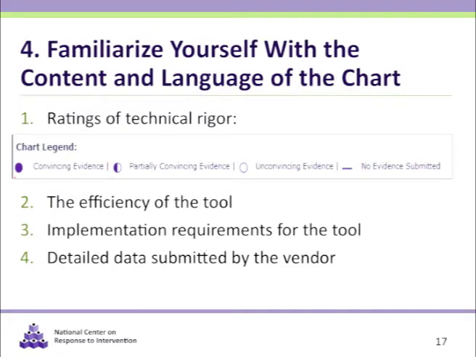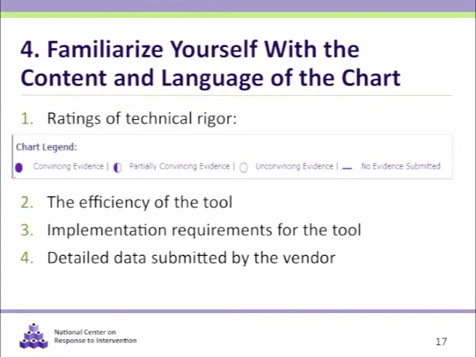These are 4 main areas on which a tool is evaluated: ratings of technical rigor, efficiency, implementation requirements, for example, costs and training needs, and the data submitted by the vendor, such as reliability data and validity data. The ratings of the technical rigor are represented with rating bubbles, similar to symbols used in consumer reports. A full bubble indicates convincing evidence, and an empty bubble indicates unconvincing evidence. There is a legend at the bottom of the tools chart that provides information on each of these.